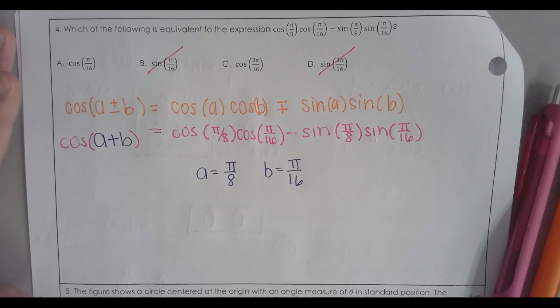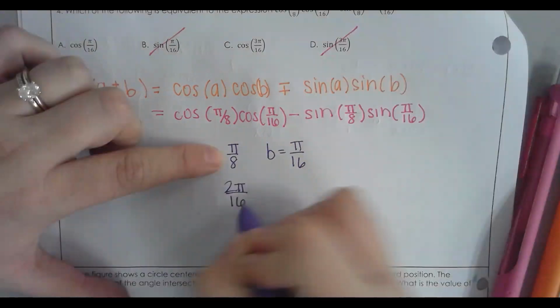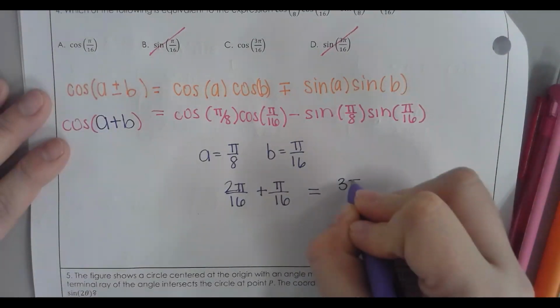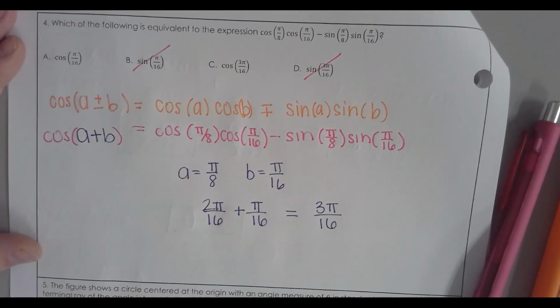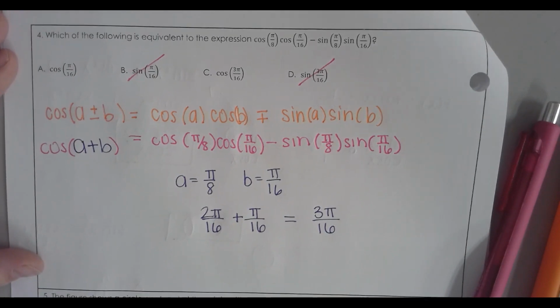To be able to add fractions, you need a common denominator. So plus, which is going to be 3 pi over 16, which is going to give us C.